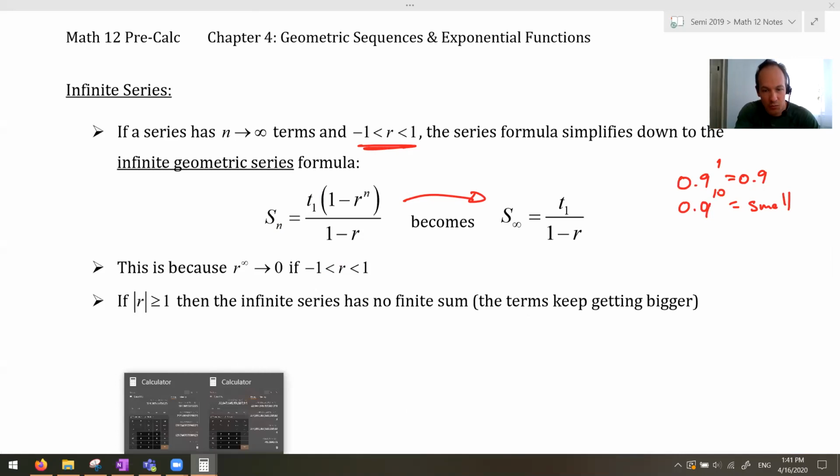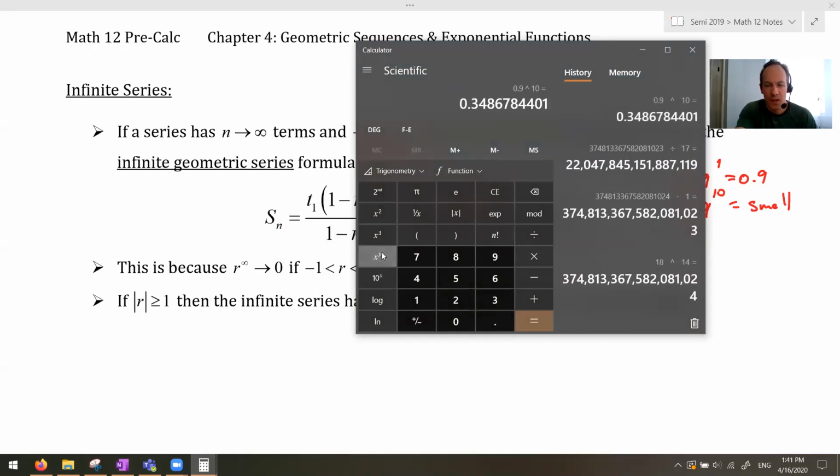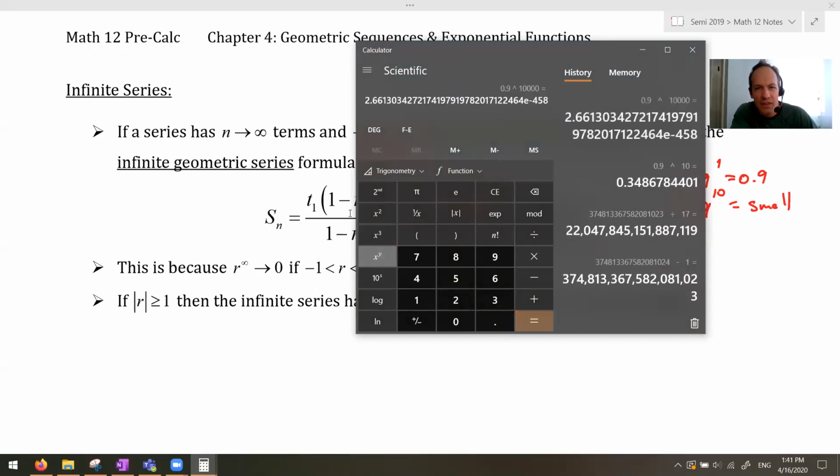We could say that 0.9 to the power of 10 equals 0.3. We could go 0.9 to the power of a big number, like 10,000, and now we've got 2.66 times 10 to the negative 458. Basically, that's 0.